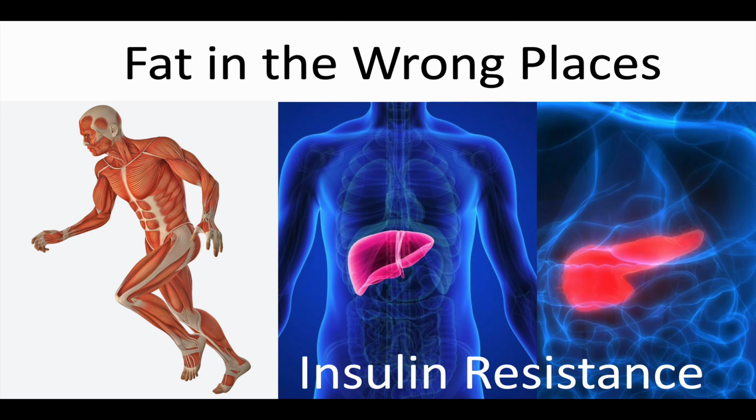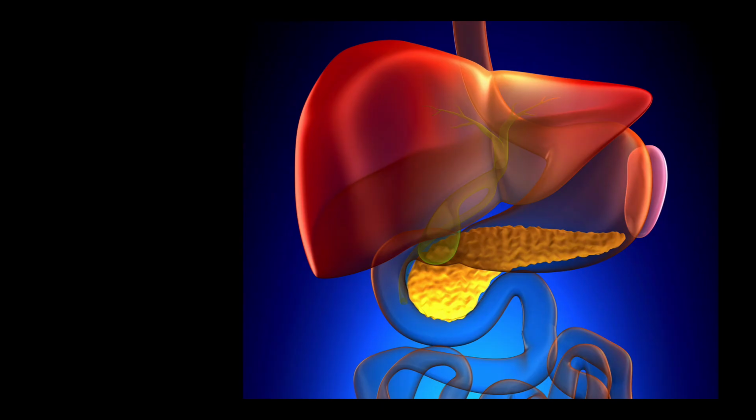Fat in the muscle tissue and the muscle cells leads to insulin resistance in the muscles. Fat in the liver drives much of the insulin resistance that we see in type 2 diabetes. And finally, fat in the pancreas is what causes the dysfunction of the pancreatic beta cells and the inability to produce enough insulin, and the resulting high blood sugars.